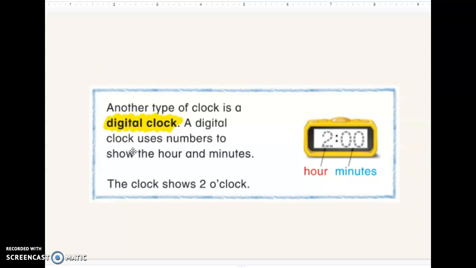A digital clock uses numbers to show the hour and minutes. The clock shows 2 o'clock. So instead of having the shorter and the longer hand, in a digital clock, there's just 3 numbers to read. The first number is the hour. The next 2 numbers show you the minutes.